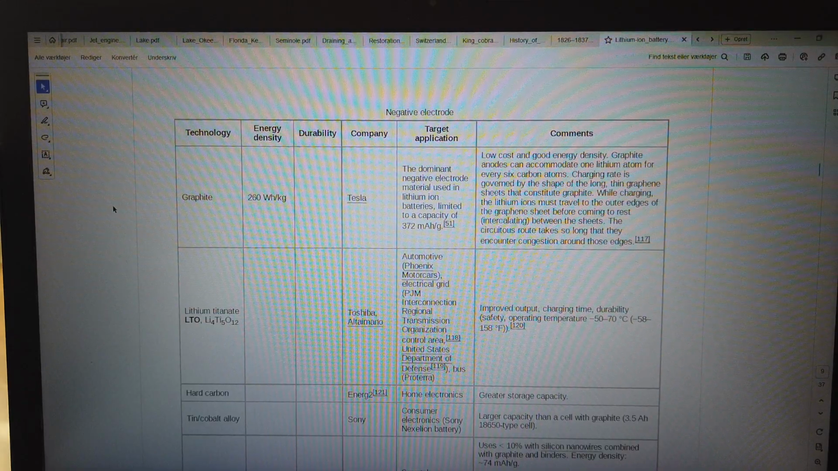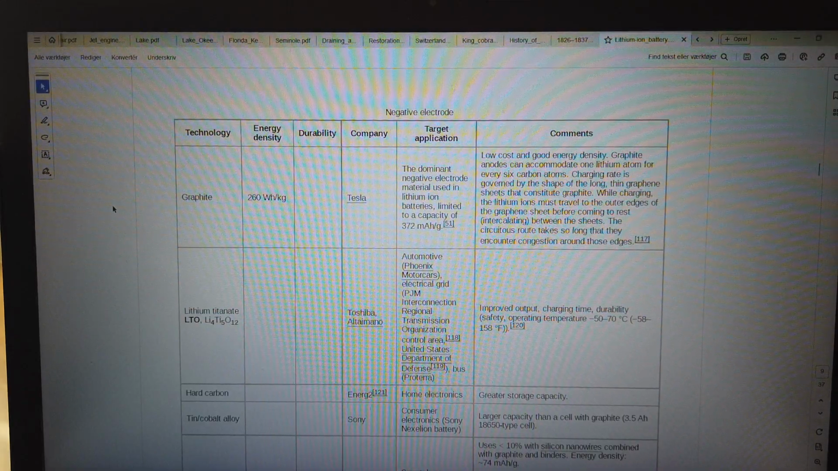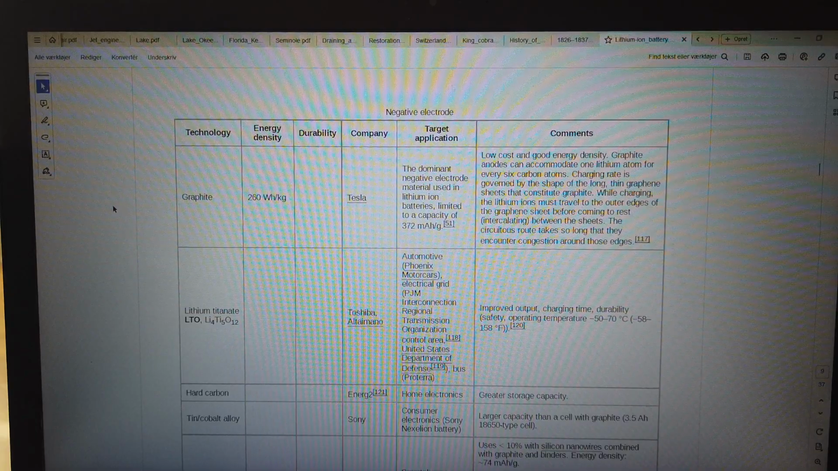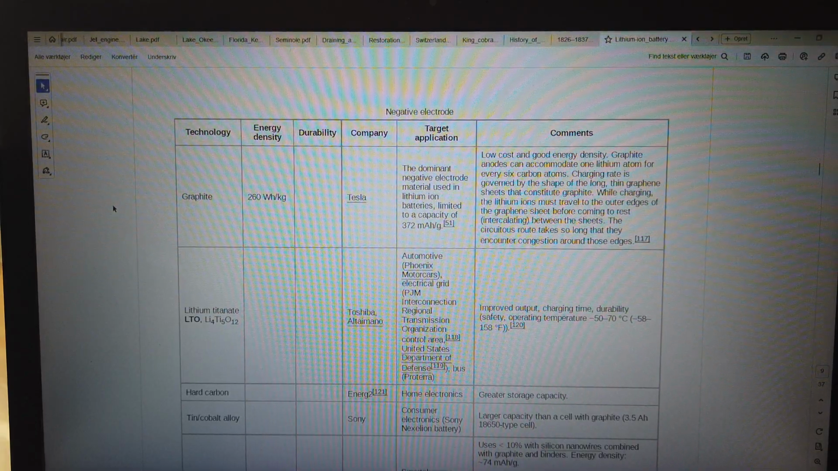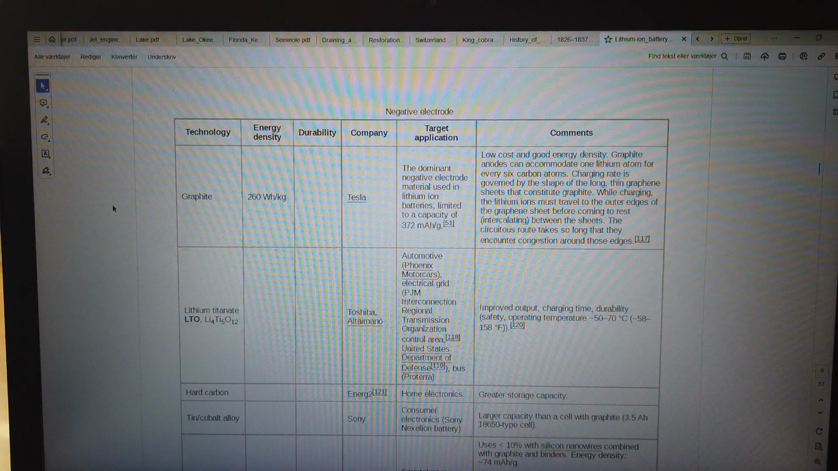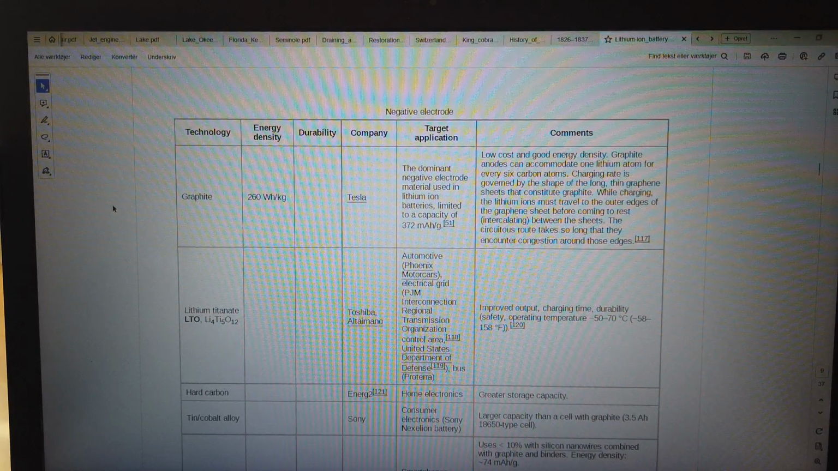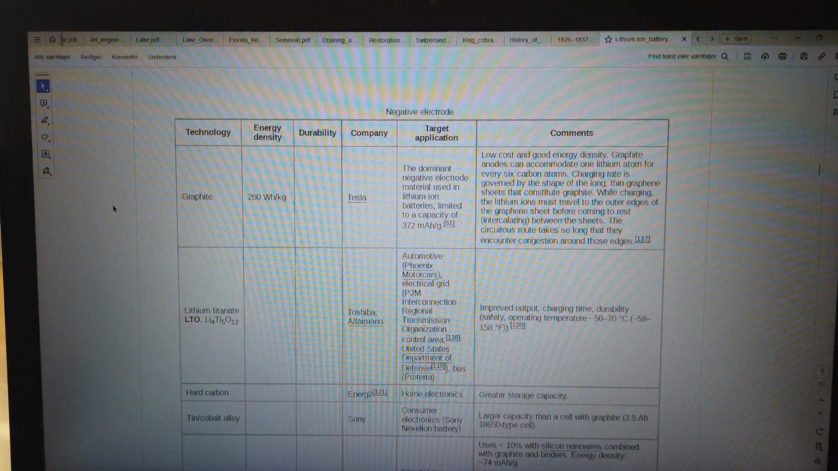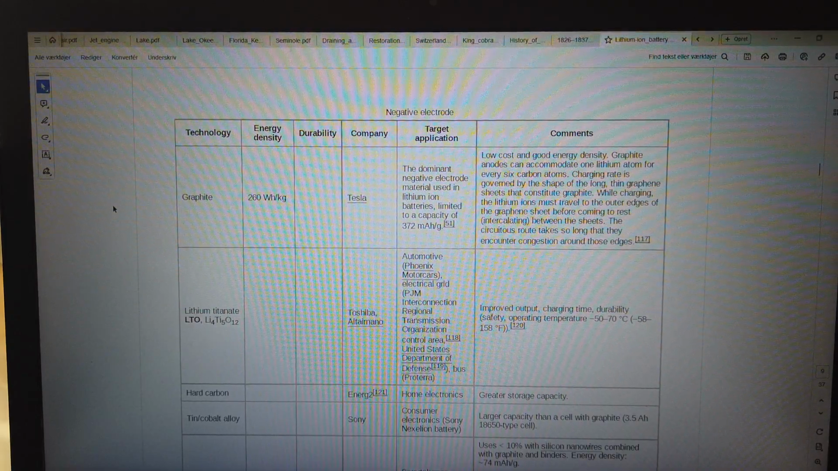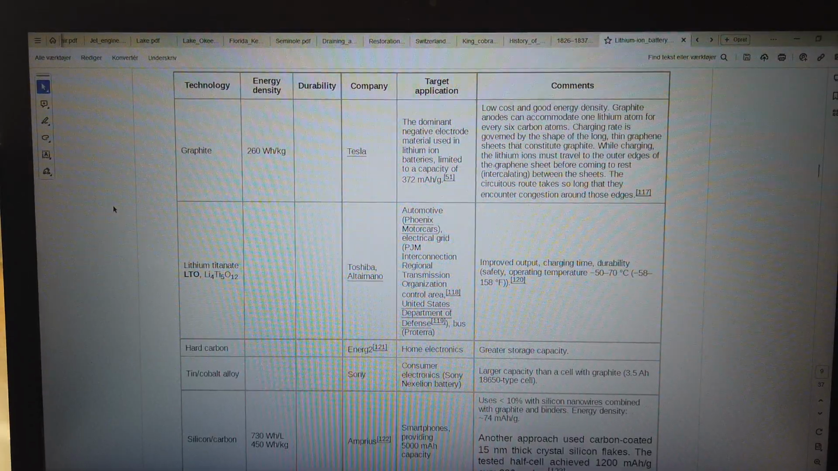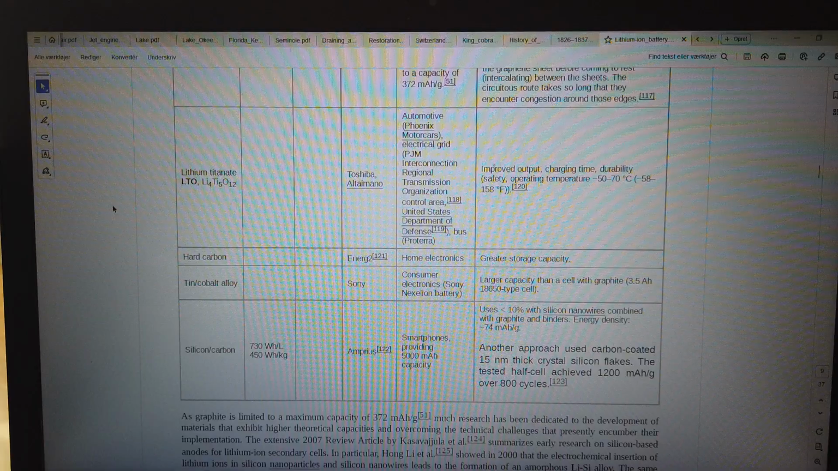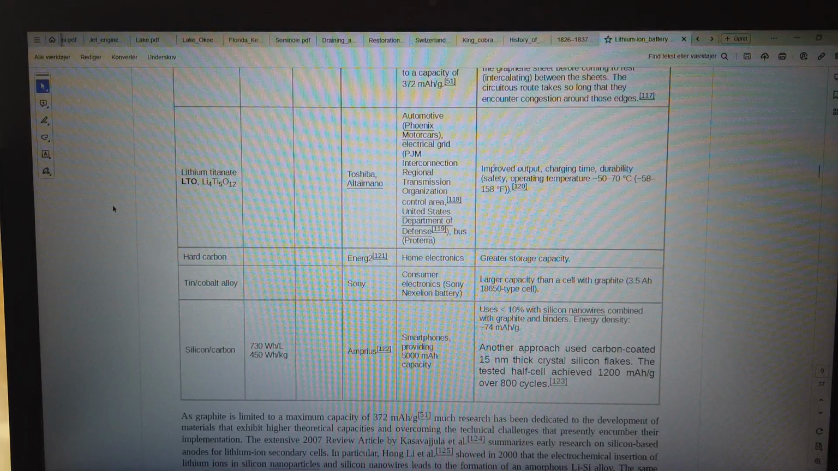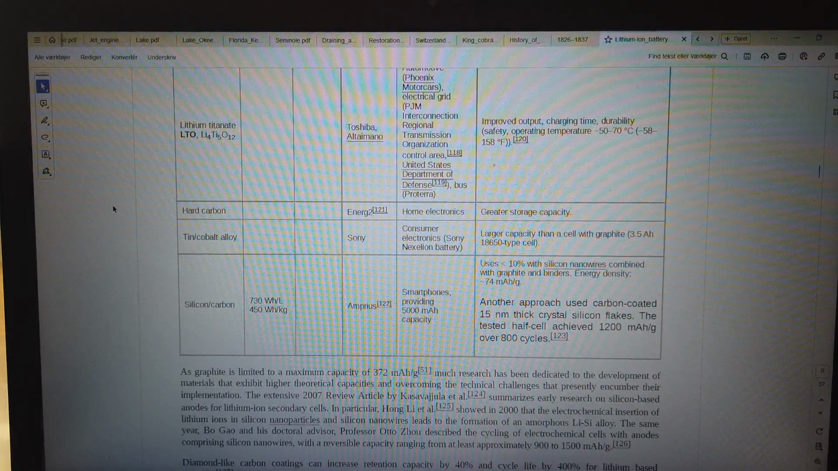[117] Lithium titanate, LTO, Li4Ti5O12, Toshiba, Altairnano, automotive, Phoenix Motor Cars, electrical grid, PJM Interconnection Regional Transmission Organization control area, [118] United States Department of Defense, [119] bus, Proterra, improved output, charging time, durability, safety, operating temperature -50 to 70 degrees Celsius, -58 to 158 degrees Fahrenheit.